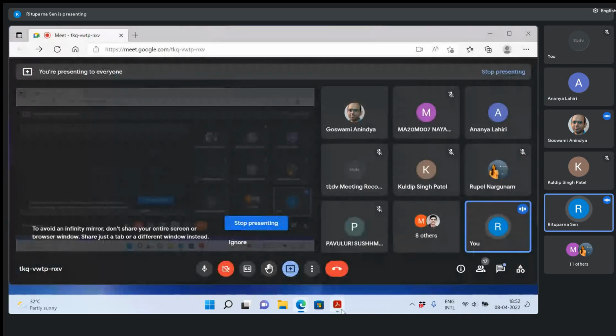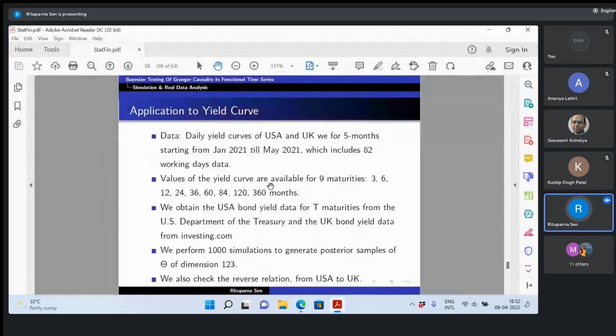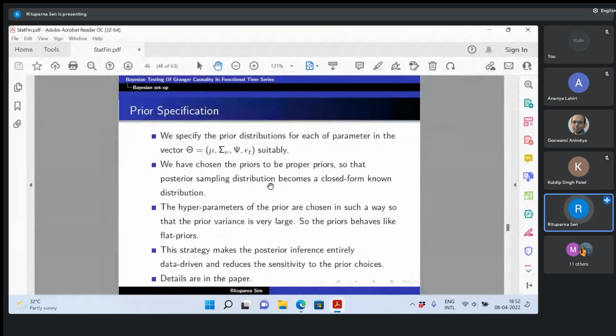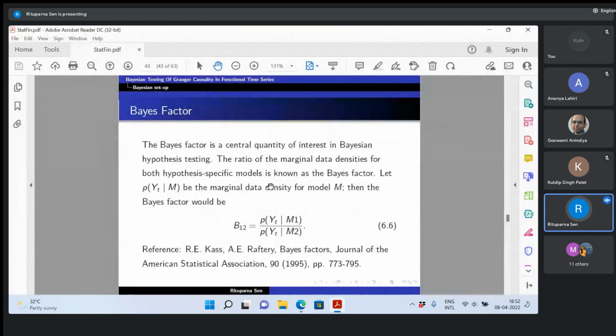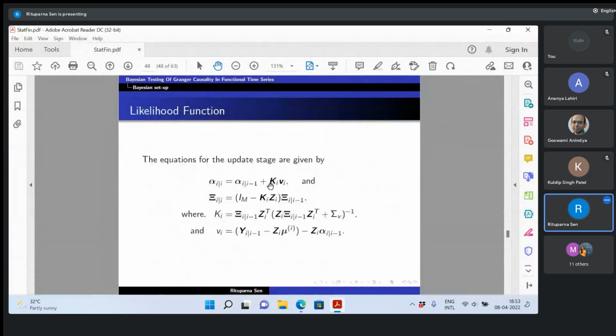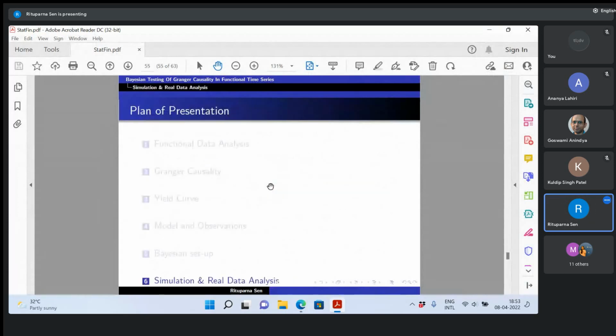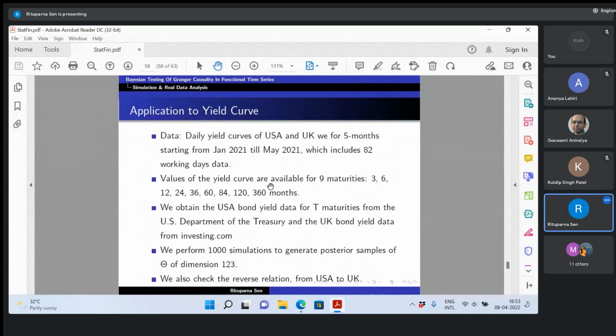Yield curve data is available online. So for the US, it is in the Treasury, and for the... somewhere I must have mentioned it. Analysis. So US Department of Treasury, and for UK we got it from investing.com. Okay, thank you.